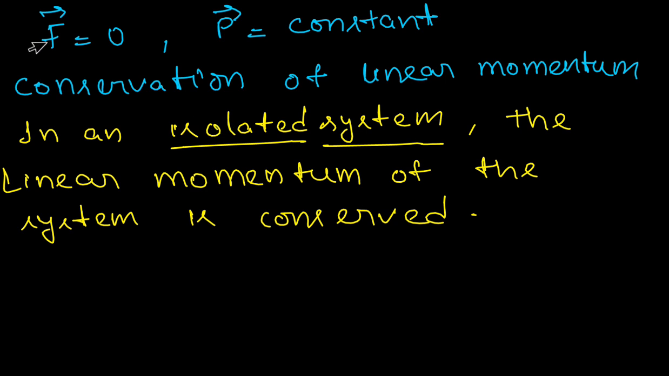So this is nothing but this result, that in an isolated system, that is when external force is zero, the linear momentum is conserved, that is linear momentum is constant. This is the result which is obtained from Newton's second law of motion. We can use this to find the recoil velocity of gun. Consider a system of gun and bullet. Gun and bullet are at rest initially.